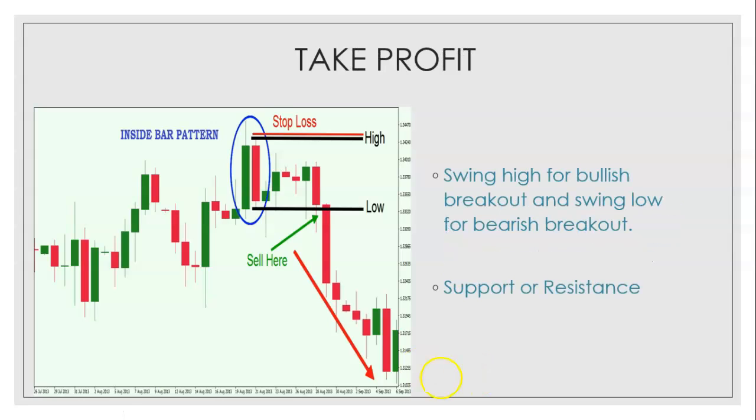So how do you take your profit? You take your profit at the swing low or swing high. In this case, this is a bearish run, so we are going to have it at our swing low. This is our swing low. So our take profit would have been somewhere here. You would have taken your profit somewhere here, or you hold on till it gets to the next support. That can be used as your take profit. I hope this makes sense to you.